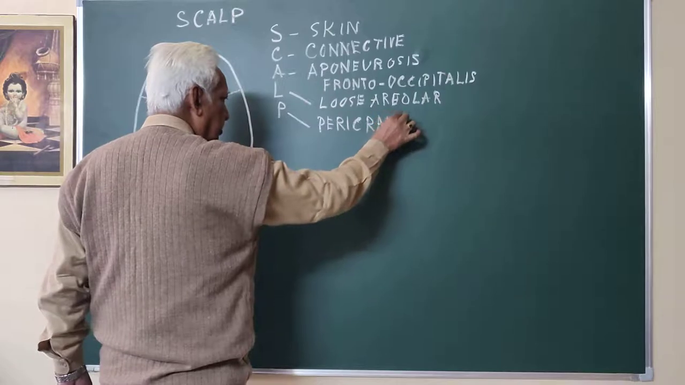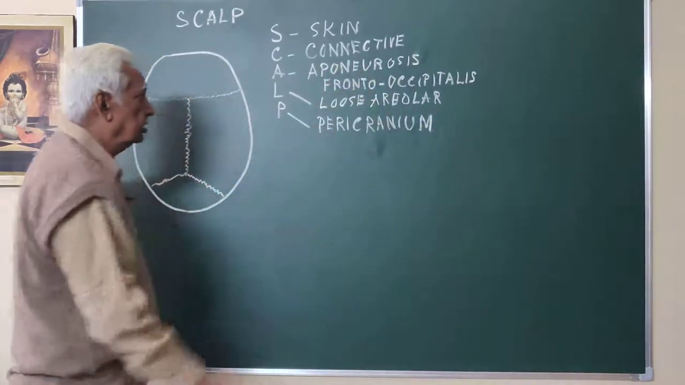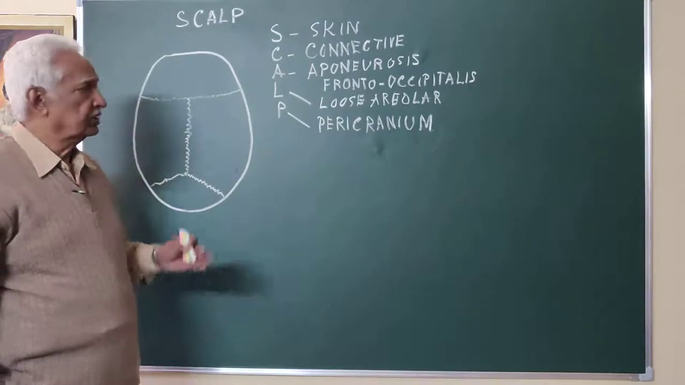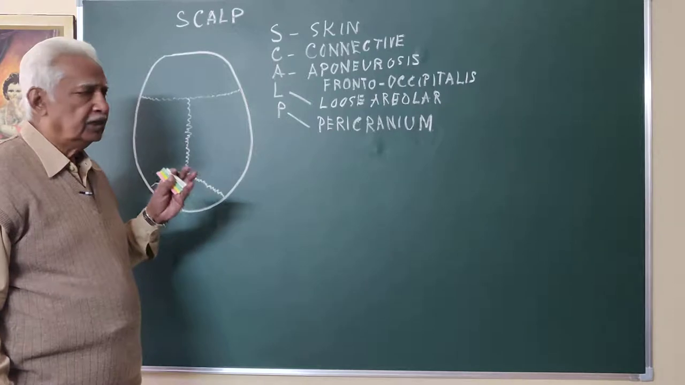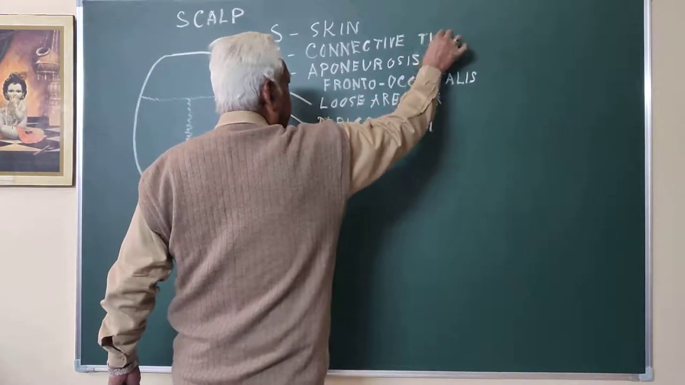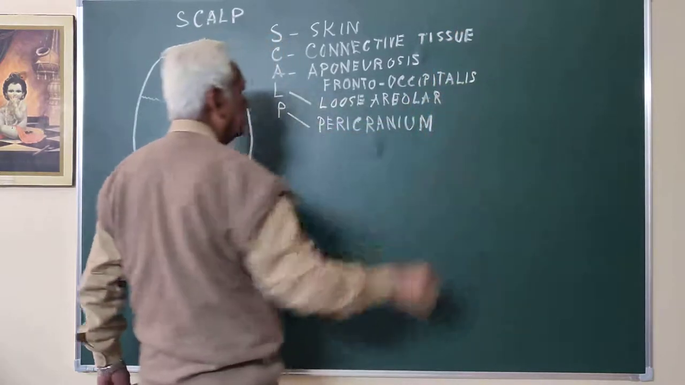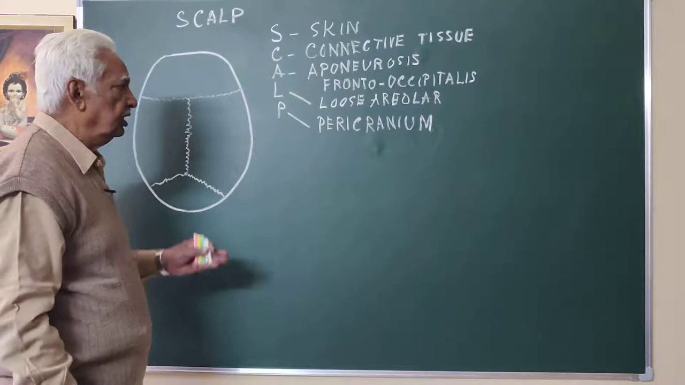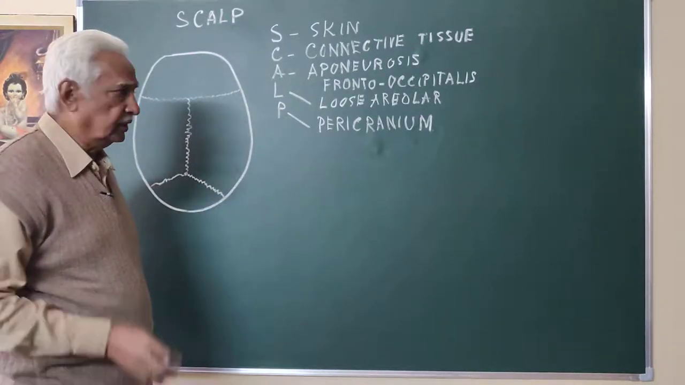So the scalp has these five layers. Most superficial is the skin. Deep to the skin is connective tissue. Deeper to the connective tissue lies the aponeurosis of the fronto-occipitalis muscle, the loose areolar tissue, and the pericranium.